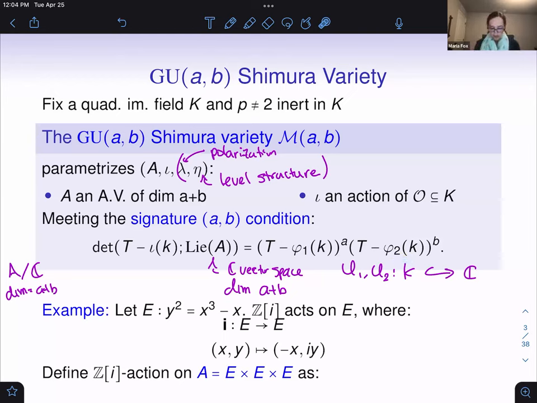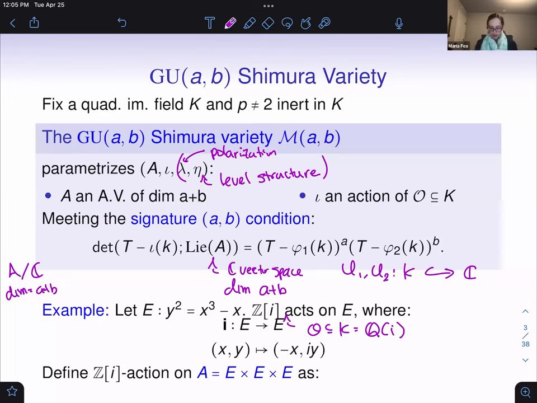And similarly over another field or over a general base scheme. So that's what the signature condition is. Another way to understand this is by making a silly example of an abelian variety with a particular signature condition. You can do that by taking products of elliptic curves. So here is one elliptic curve that has an action of the Gaussian integers. So that's going to be our order inside our field K.